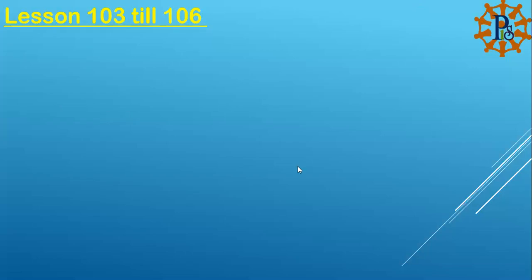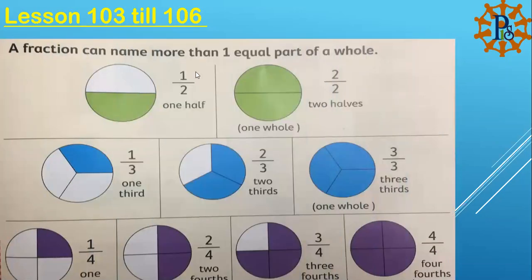Okay. So now we talk about lesson 101, which talks about equal and unequal. Lesson 102 talks about fourth, half and the fourth and third. Now we are going to talk about lessons 103 to 106, which talk about more about fraction.